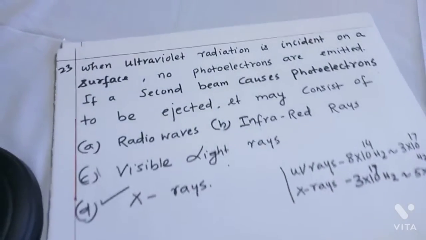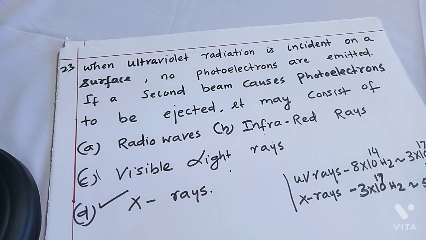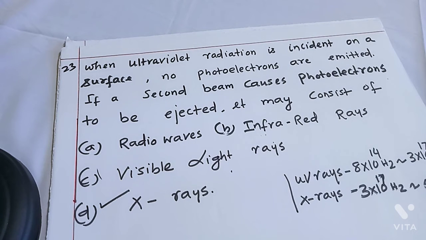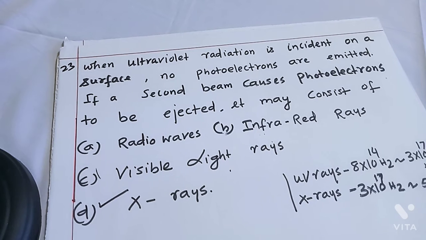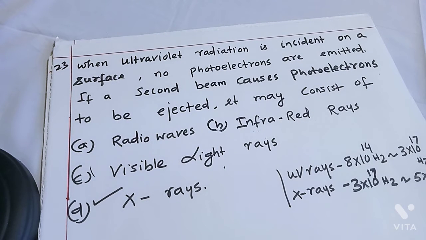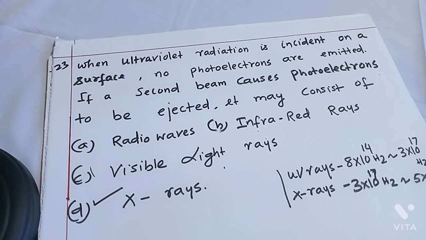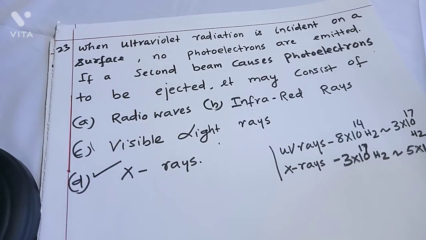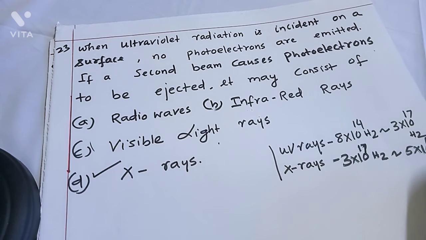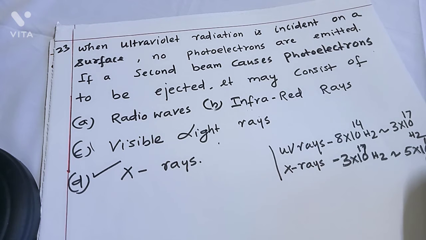Next question. When ultraviolet radiation is incident on a surface, no photoelectrons are emitted. If a second beam causes photoelectrons to be ejected, it may consist of radio waves, infrared rays, or visible light rays. Of these, radio waves, infrared rays and visible light rays have higher wavelength or lower frequency than ultraviolet. If ultraviolet rays cannot produce photoelectrons, then these three cannot cause the photoelectric effect.